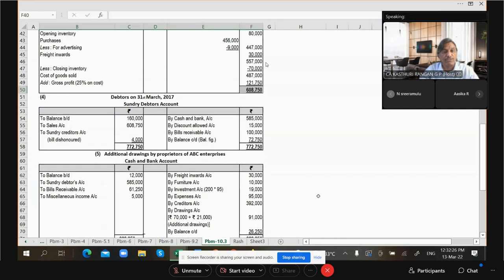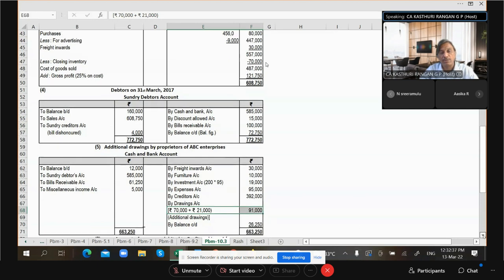Then working note number 5, for what? To determine the additional drawing of 21,000. So this is what you got in additional. That is working note number 5.